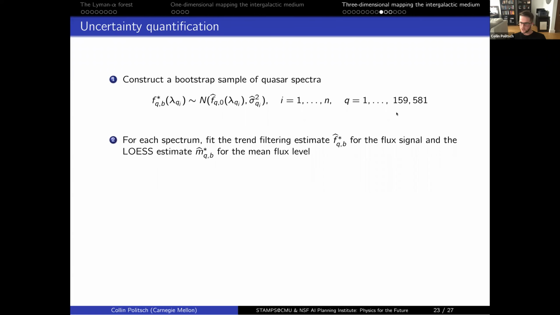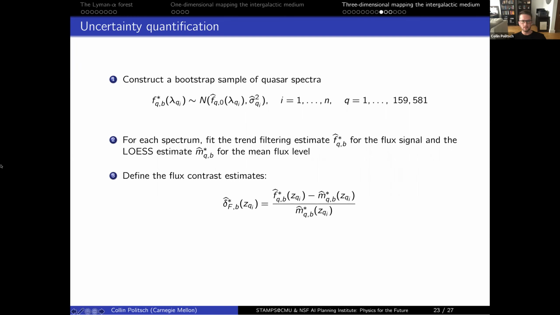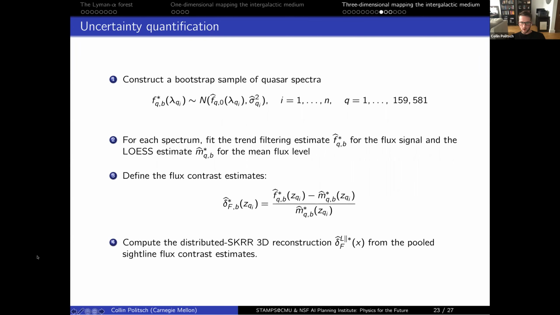Okay, and then for each spectrum, just the one-dimensional problem, we're doing it again. We use trend filtering to estimate the flux signal, and then LOWESS to estimate the mean flux level. Take the ratio of those two, minus 1. We get the Lyman alpha flux contrast along each one-dimensional line of sight. And then we pool all of those approximately 160,000 lines of sight together to compute a full bootstrap three-dimensional reconstruction in our distributed fashion of the full 47 cubic gigaparsec spatial field.